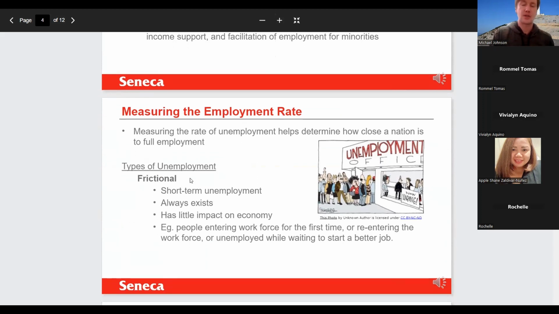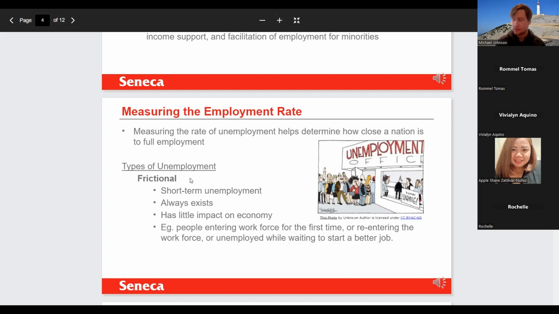Types of unemployment include frictional, which is short-term unemployment. It always exists and has little impact on the economy. An example is if you're working somewhere and you want to get a better job. Let's say the job you have doesn't fit the skill set you have. Say you're working a desk job when you're trained to be a doctor. You should be in the hospital caring for patients, so you may want to search for a doctor job. That would be frictional unemployment, if you don't have a job and you're trying to get a job in your field.